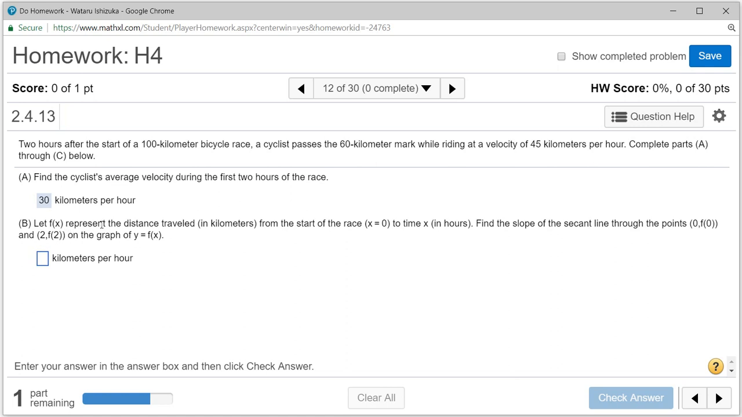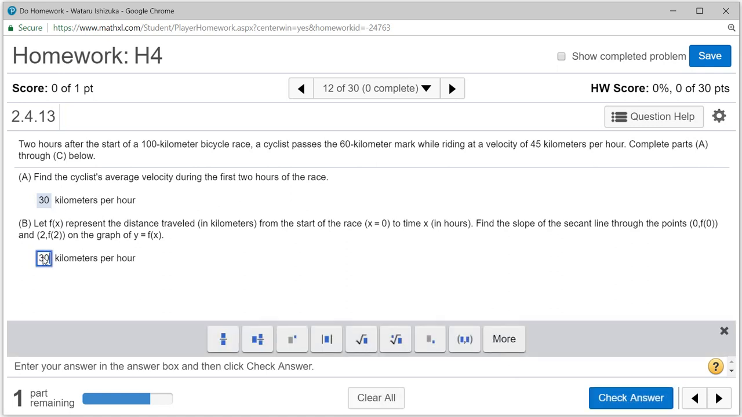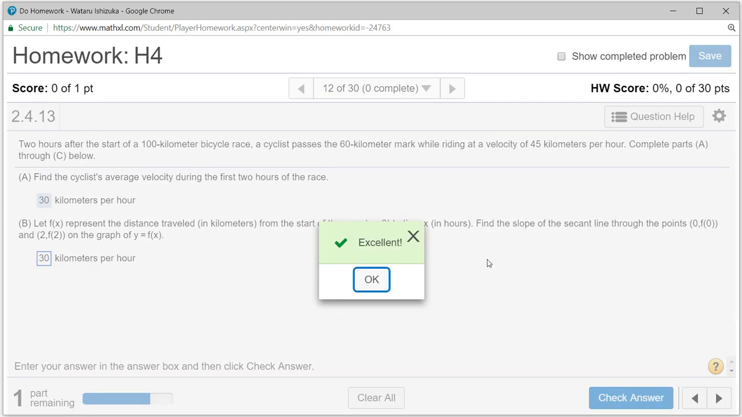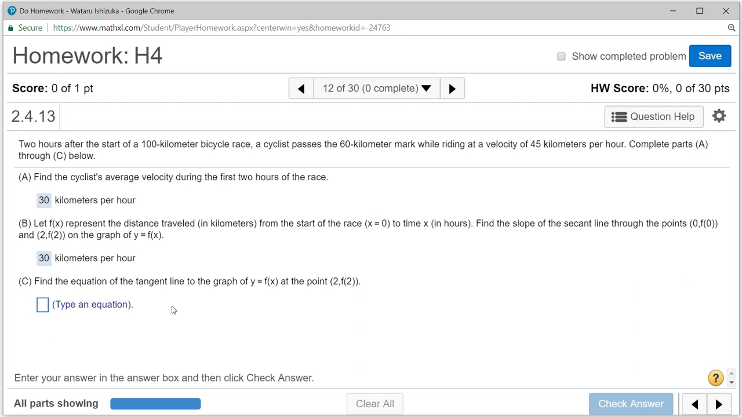Part B. Let f of x represent the distance traveled in kilometers from the start of the race, f of 0, to the time x hours, so x is in hours, all right? Find the slope of the secant line through the points (0, f of 0) and (2, f of 2), all right? So remember that the slope of the secant line is the average velocity, and it is exactly the same as the answer from A. So I would say this is 30 kilometers per hour, right?